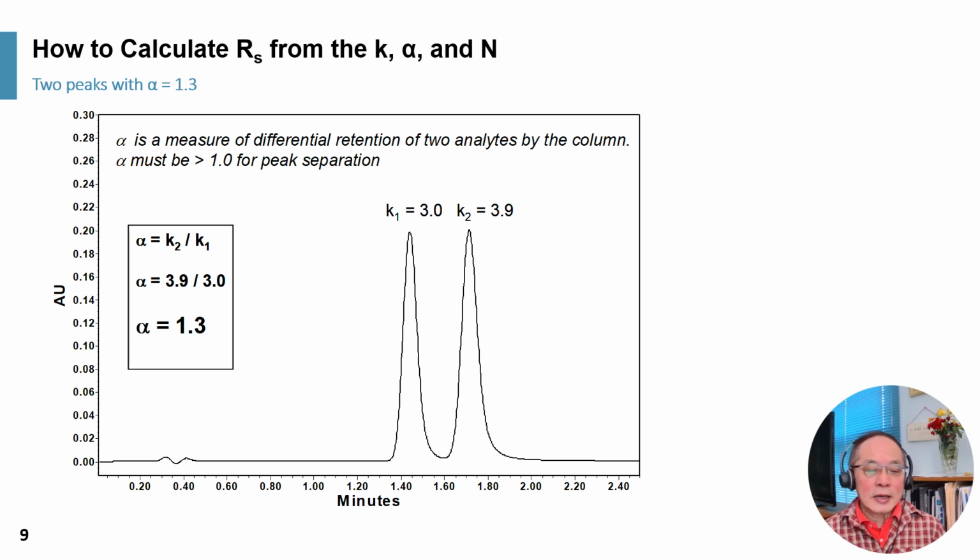In this case study, we want to calculate resolution from the resolution equation. As shown in the previous video on the theory of chromatography, we have two closely eluting compounds, and the calculated selectivity factor is 1.3 from the ratio of the retention factors.